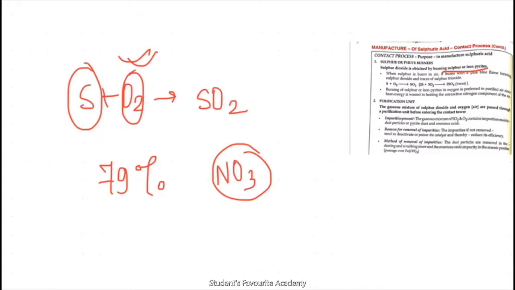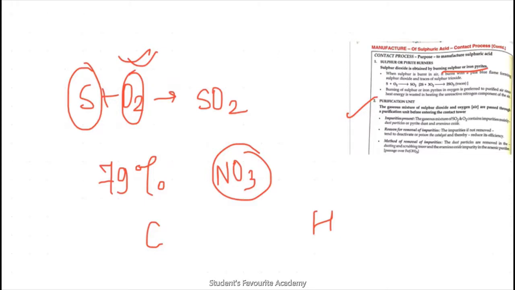Now the second thing is the purification unit. If you remember what the purification unit is, from C to H, whatever the paths were, that particular area was called the purification unit. Here the gaseous mixture of sulfur dioxide and air is passed through the purification unit before entering the contact tower.